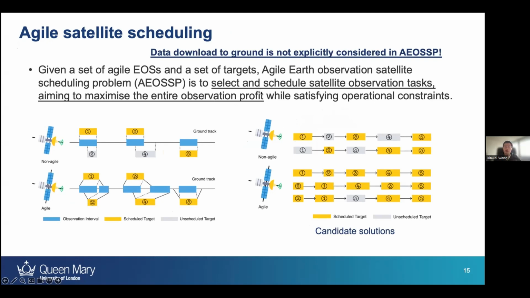Another thing to clarify is that in the AEOSSP, we don't explicitly consider the data download scheduling problem. In principle, we also need to similarly schedule the data download tasks between satellite and ground station. This is because the AEOSSP is already very difficult to solve, and we would like to decompose these two scheduling problems. Instead, in the AEOSSP, we will model imaging data capacity as one of the operational constraints, which we are going to introduce later.